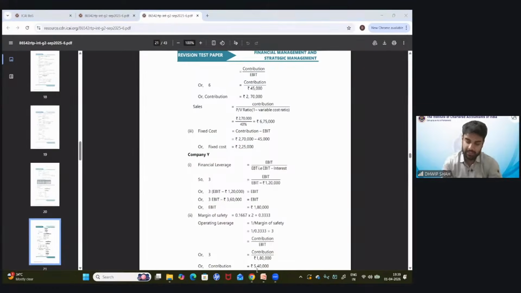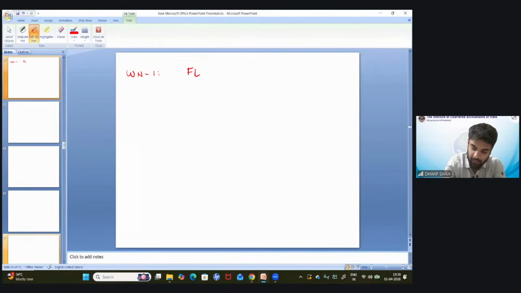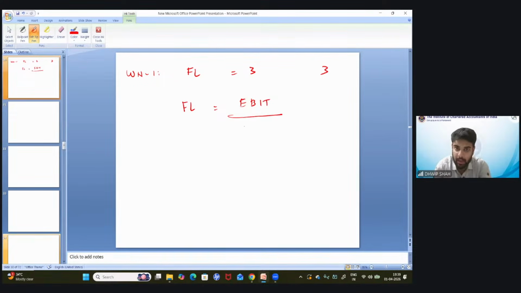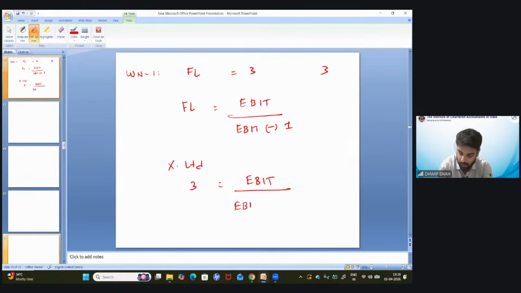Okay. Can I say I have FL with me? FL of 3 and 3. FL की formula क्या है? FL is nothing but EBIT upon EBT. अच्छा, EBIT upon EBT. EBT can be written as EBIT minus interest. ठीक है? So for X limited, FL is 3. EBIT I don't know. I want to find that. Interest I know for X limited is 30,000. Can you all tell me what is EBIT for X limited?